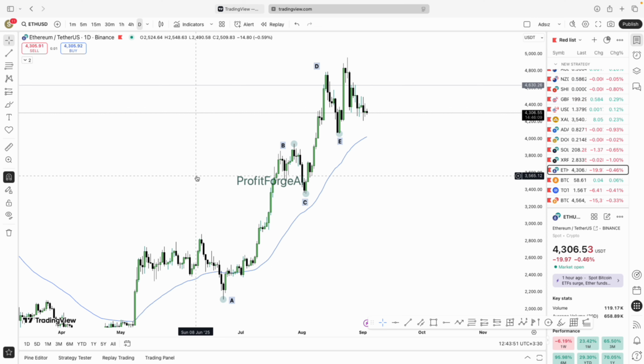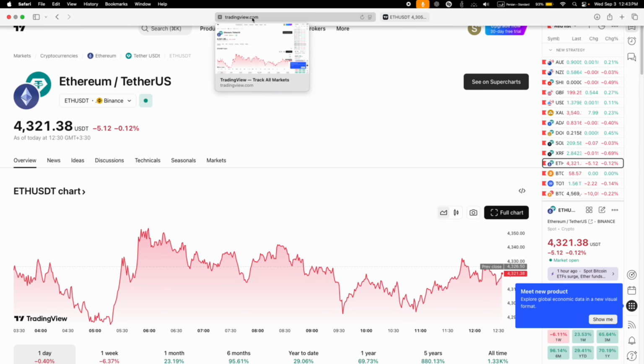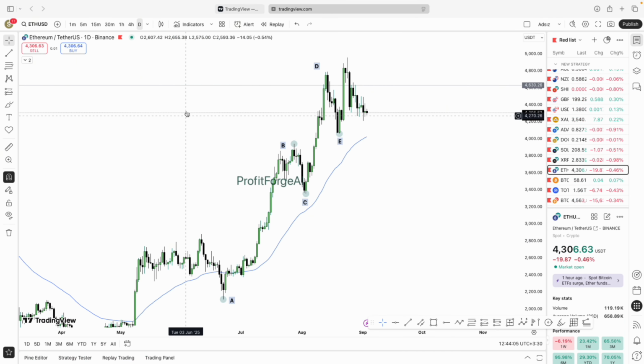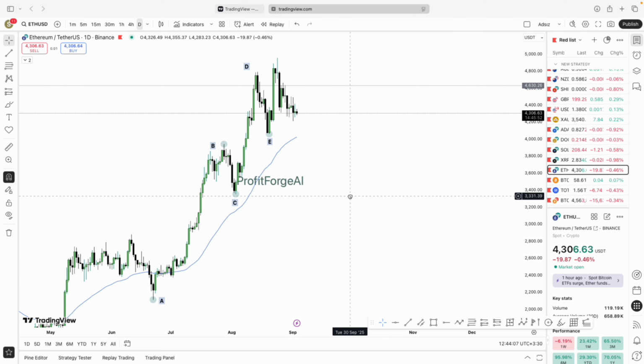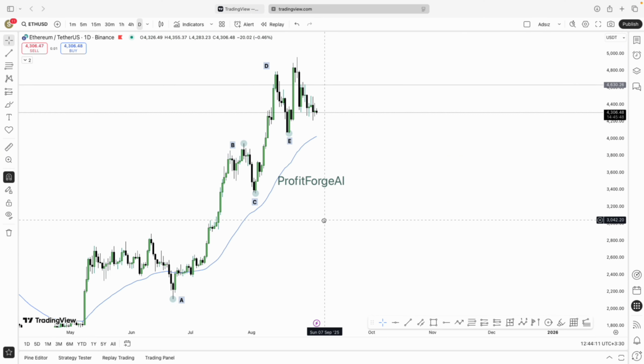My goal is to provide you with professional and clear market analysis, both technical and fundamental, so you can better understand what's happening in financial markets. Today, let's dive straight into Ethereum, one of the most important assets in the crypto space. On TradingView, let's open Ethereum against USDT on Binance, and we'll work with the chart here.